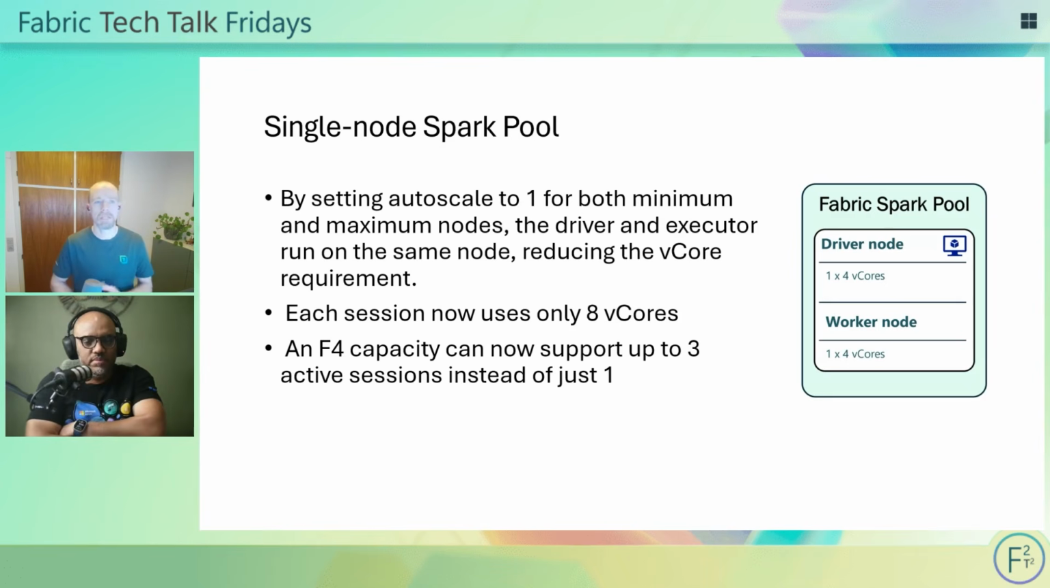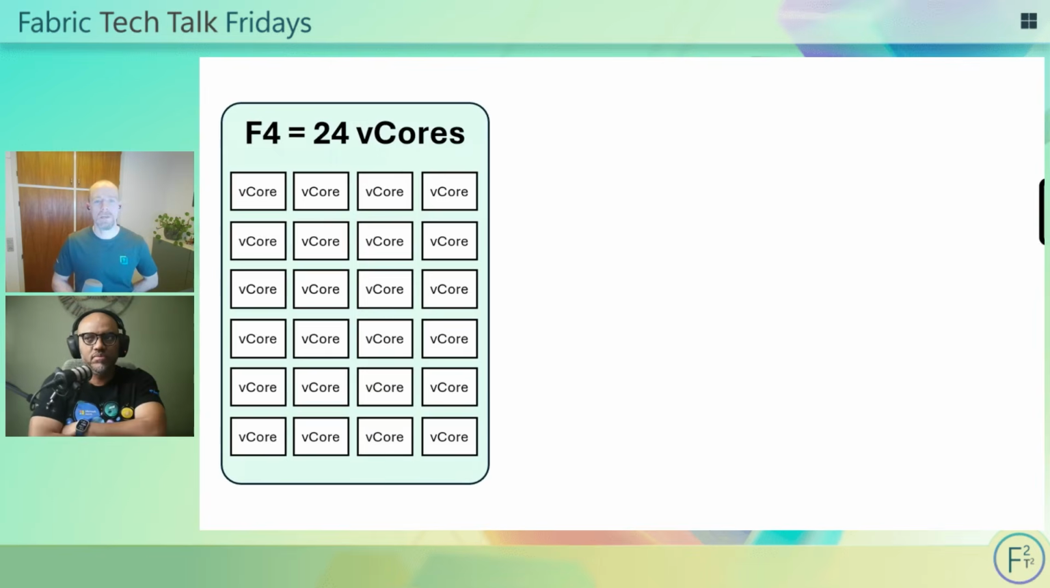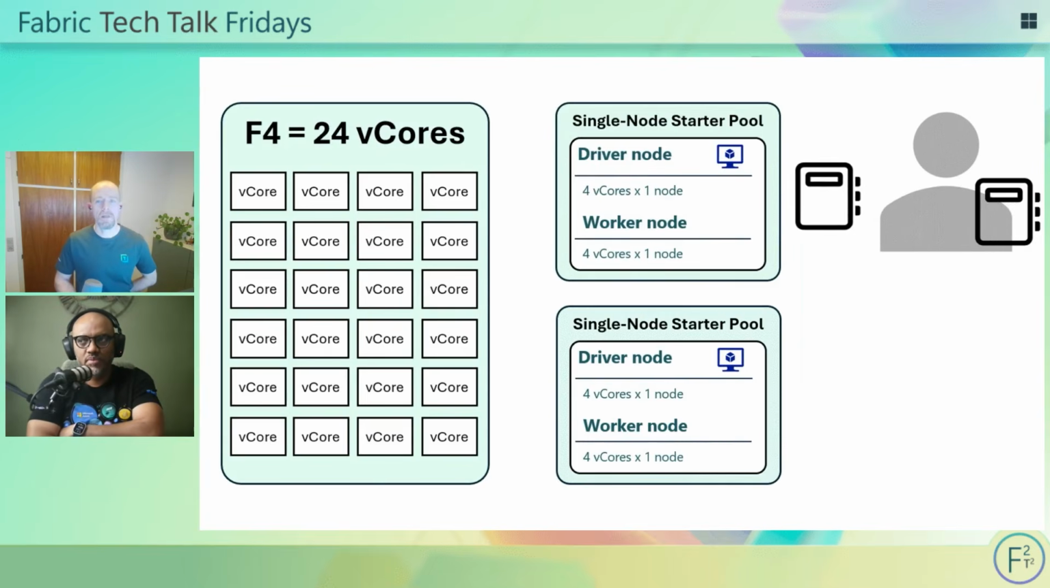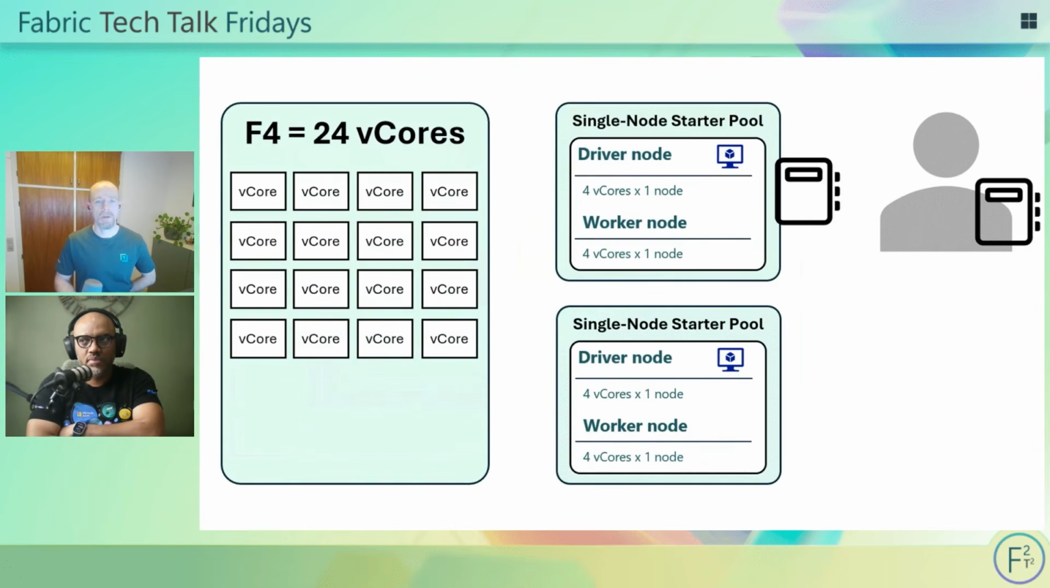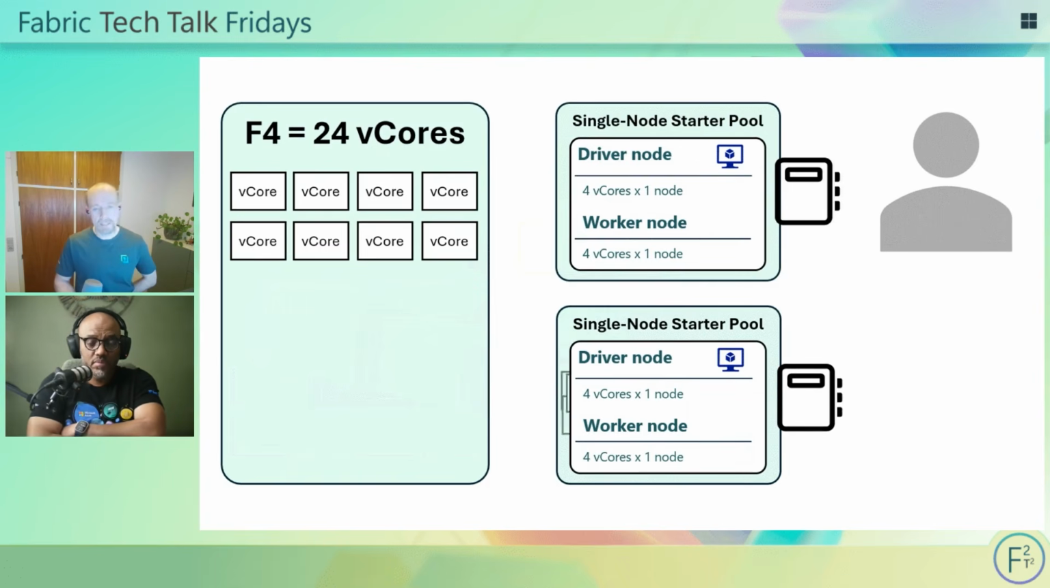So this single node starter pool is actually a really good way, because then you can run up to 4 active sessions on an F4 capacity. Yeah, we can actually do more with this. So in the example we saw before, we had one developer taking up 4 vCores, and then the developer started up another pool and took the next 8 vCores there.